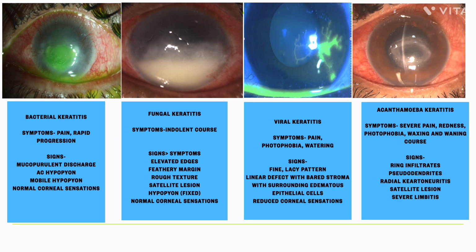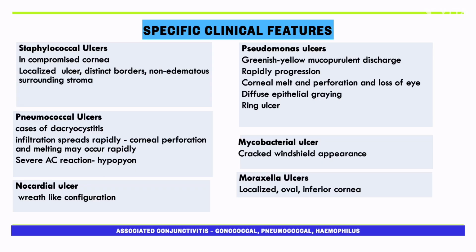severe, or non-responding ulcers. Now, this slide shows characteristic patterns associated with selected bacterial corneal ulcers. Staphylococcal ulcers are usually localized with distinct borders and relatively little surrounding stromal edema. Pneumococcal ulcers usually present with dacryocystitis and can spread rapidly and cause severe anterior chamber reaction, melting, and perforation. Pseudomonas ulcers are highly aggressive with greenish-yellow discharge, rapid progression, stromal melting, and sometimes ring ulcer. Nocardial ulcers may have a characteristic wreath-like pattern, and a mycobacterial ulcer may show a cracked windshield appearance.